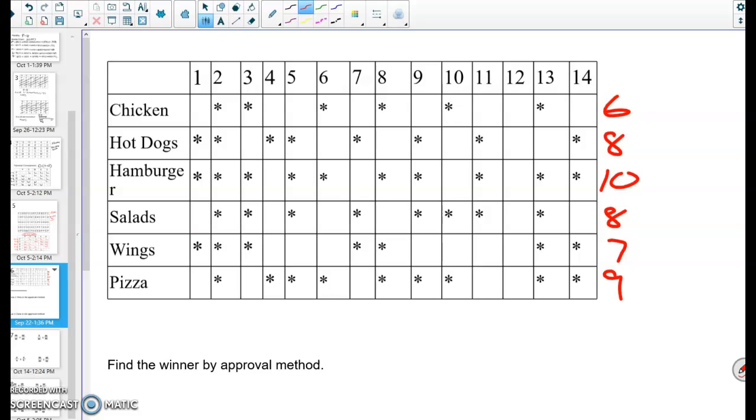Honestly, I'm not going to give you a tie for the top one. That's one of the negatives of the method. It's very easy to get ties. Ties below the top winner really don't matter. So our winner here is a hamburger, and you're going to write the score down as 10.